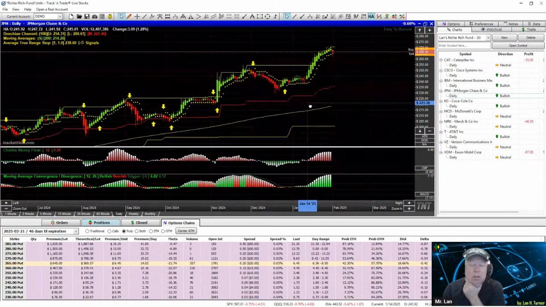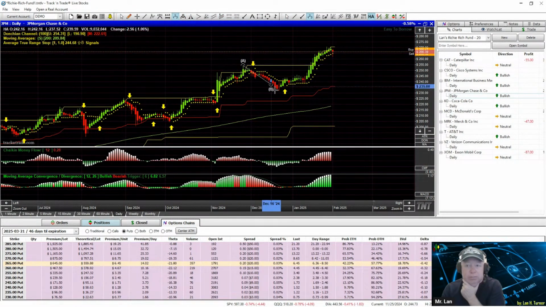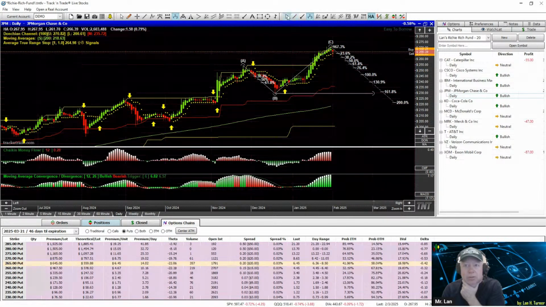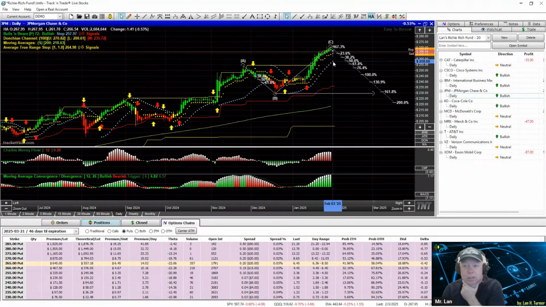In the interest of time, I'm not going to spend a whole lot of time on this because we got a little bit of a pullback that we got to see. Where's the blue lights? Charts, Bulls and Bears, blue light. Oh, look. It's already about ready to kick in for us, make us some money.